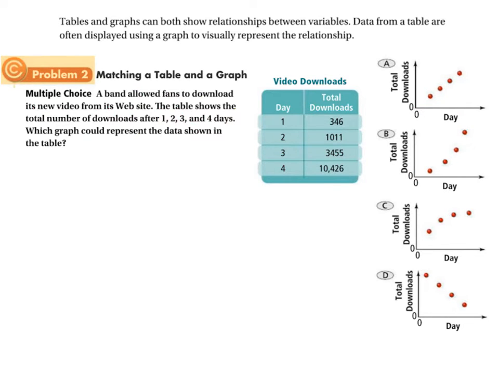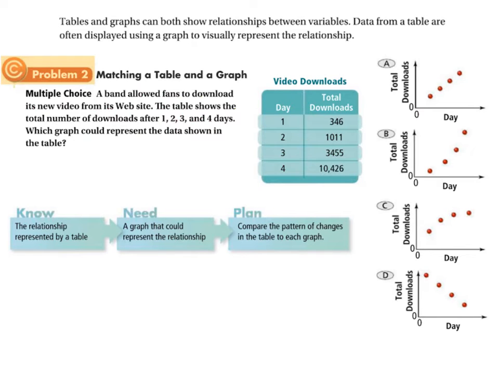Okay, so what does that mean? Well, here's what it says. You need to know what the relationship is. The relationship is the number of days that have gone by and the number of downloads. What you need is a graph that could represent it, and you're going to compare the pattern of changes. As I said, it's not a linear change. It's not going up by the same amount every day, because that would be like gain by that amount, gain the exact same amount, gain the exact same amount, right?